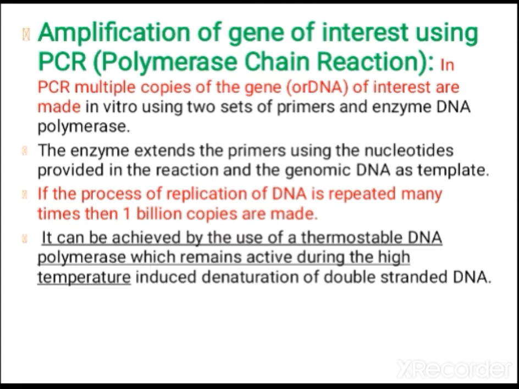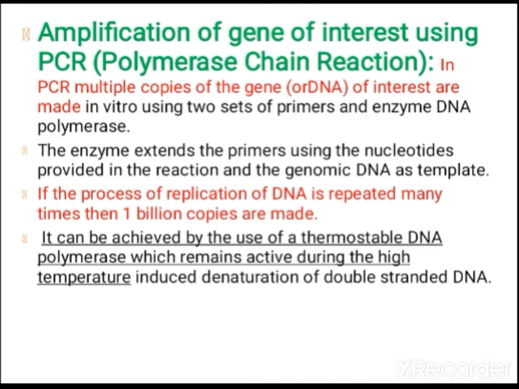In case the gene of interest we get is in a small amount, we want to amplify it. It can be amplified, meaning identical copies can be made, by the method called polymerase chain reaction, PCR. Multiple copies of the gene of interest can be made by this method. Here we use the enzyme DNA polymerase. The enzyme extends the primers, and ultimately identical DNA can be made using the DNA as template. DNA replication can be repeated many times, and even 1 billion copies can be made.